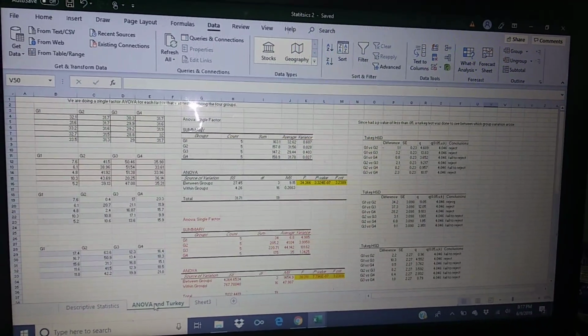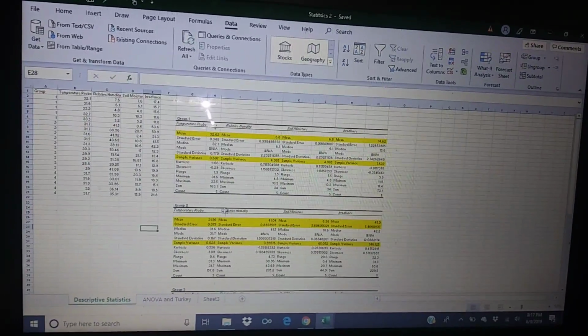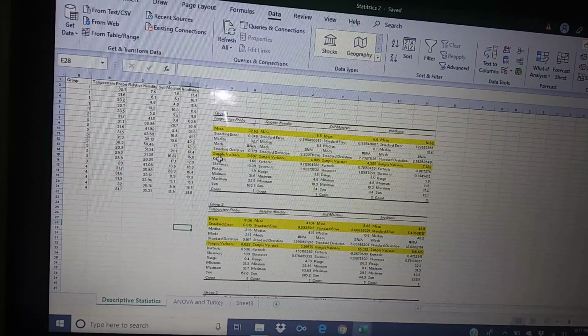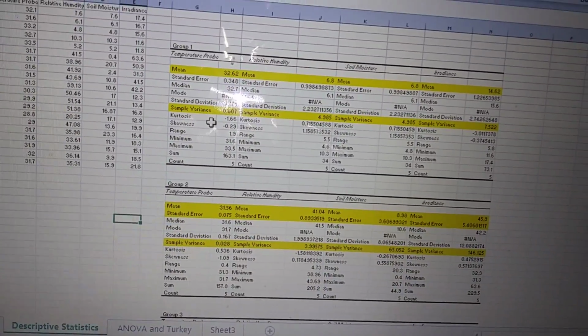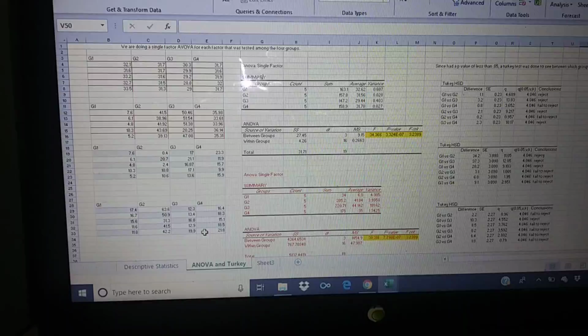Just read the instructions for the descriptive statistics. You don't have to do the t-test and things like that, because he didn't say we have to. He said you only have to get the mean right here and the sample variance right here. So as long as you get that, you're good. And then the only other thing we have to do is the ANOVA in Turkey.